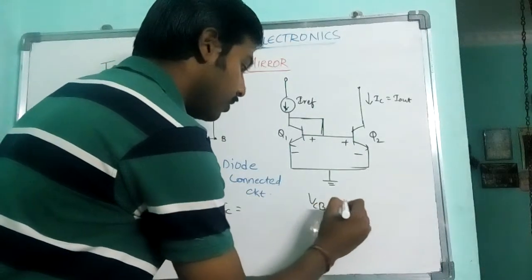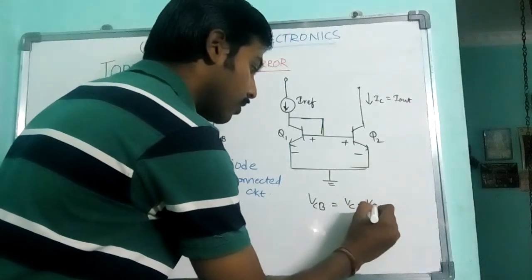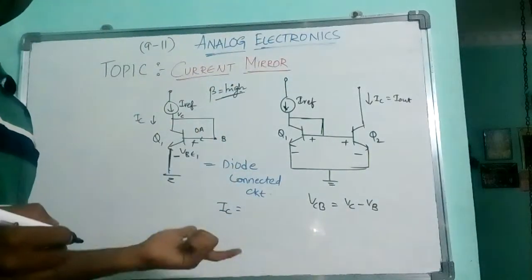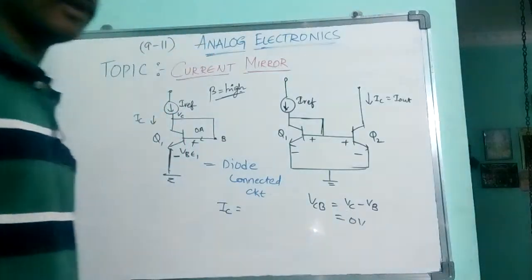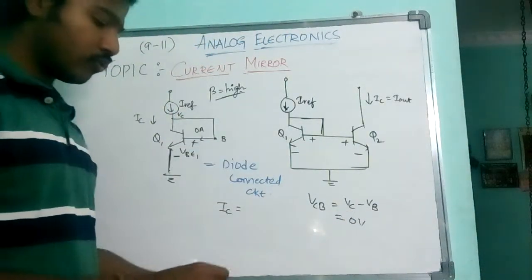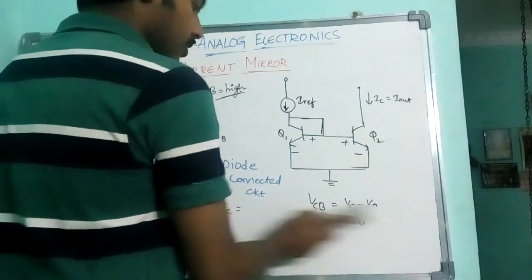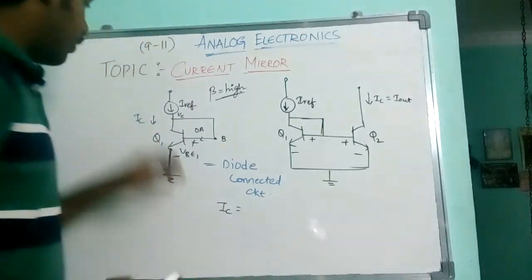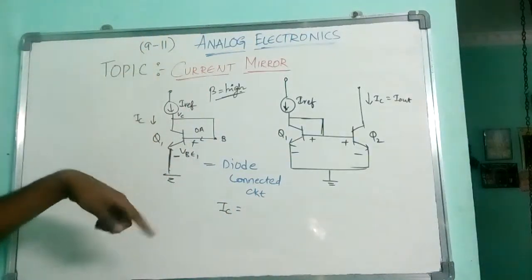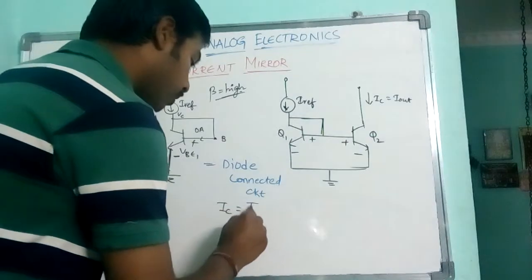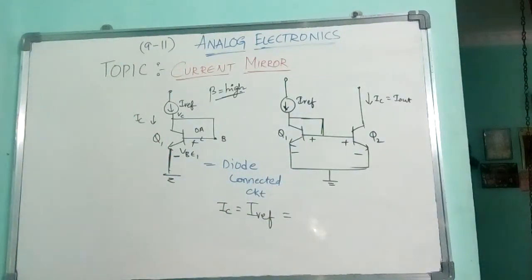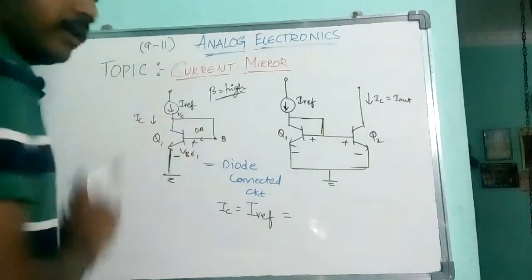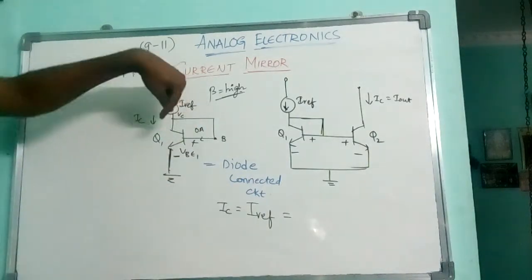What will VCB be? VC minus VB. Both base and collector are shorted, which means both are at the same potential, so this is equal to 0 volt. No current is flowing through that. So the entire current I reference which is flowing is IC only. So I can say IC equals I reference. Am I right?